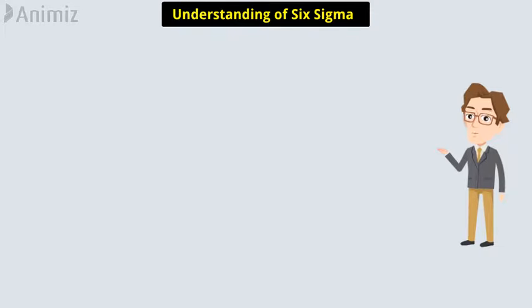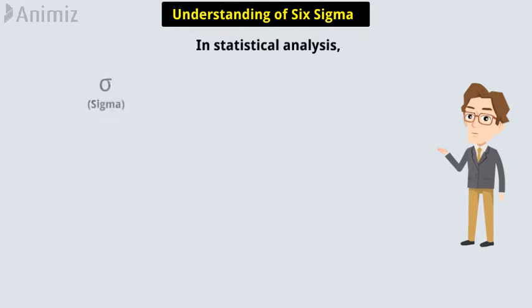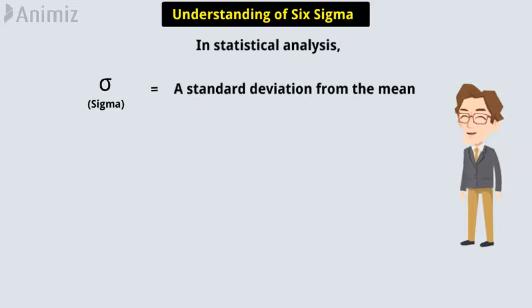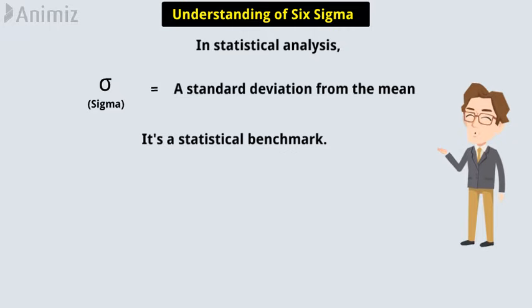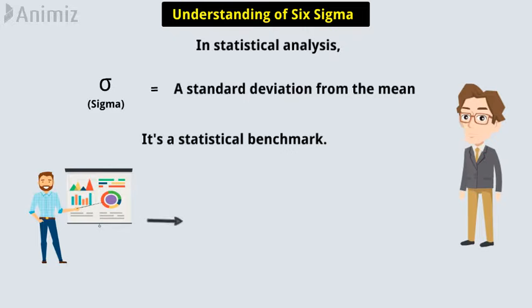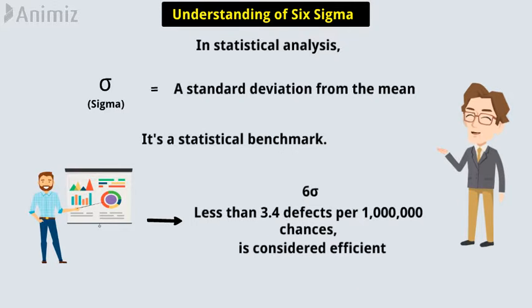Understanding of Six Sigma. In statistical analysis, the Greek letter sigma is used to denote a standard deviation from the mean. It's a statistical benchmark. Any business process which is achieving Six Sigma produces less than 3.4 defects per 1 million chances, and is considered efficient.